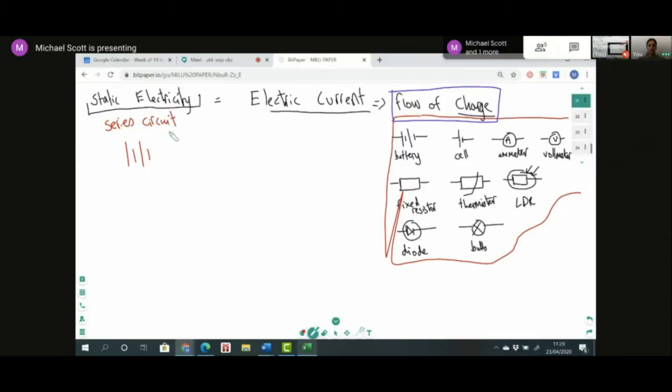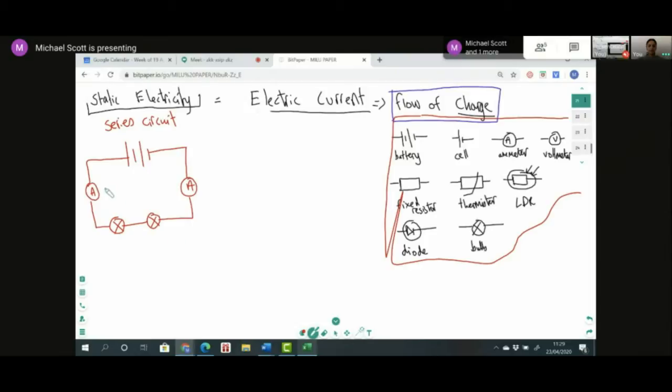Now, a series circuit just means that all of the components are in one loop. You can see here that all of the components of this circuit are in one loop. In other words, you can take your finger and go around this circuit without ever taking your finger off the circuit. So everything is in just one loop in a series circuit.